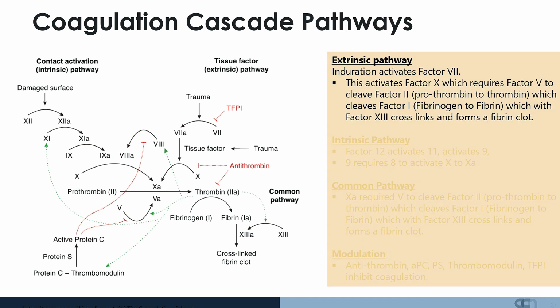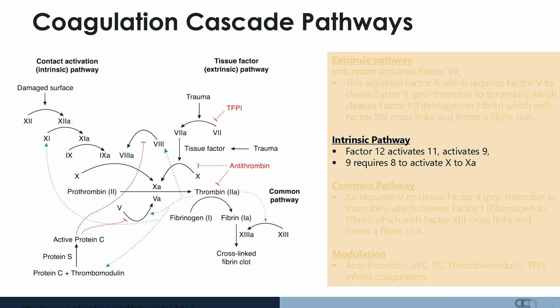The extrinsic pathway involves the activation of factor 7 to 7A, which activates 10 to 10A, which is used as a cofactor to drive the conversion of prothrombin to thrombin.